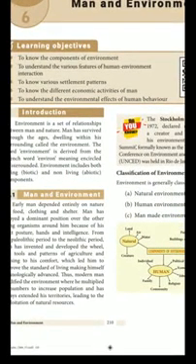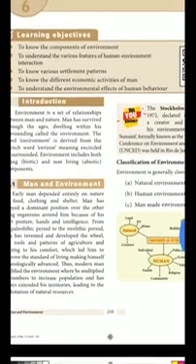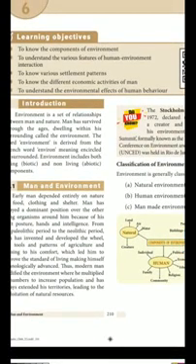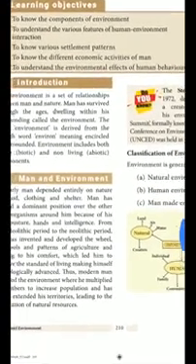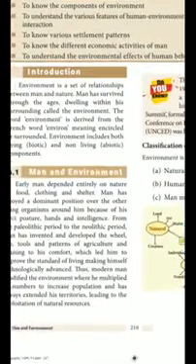Man, you all know what you mean by man, isn't it? Human beings are called man. And environment, what do you know about environment? Our surroundings. Okay. The objectives you can learn are to know about the components of environment, to understand the various features of human environment, to know various settlement patterns, to know the different economic activities of man, to understand the environmental effect of human beings.